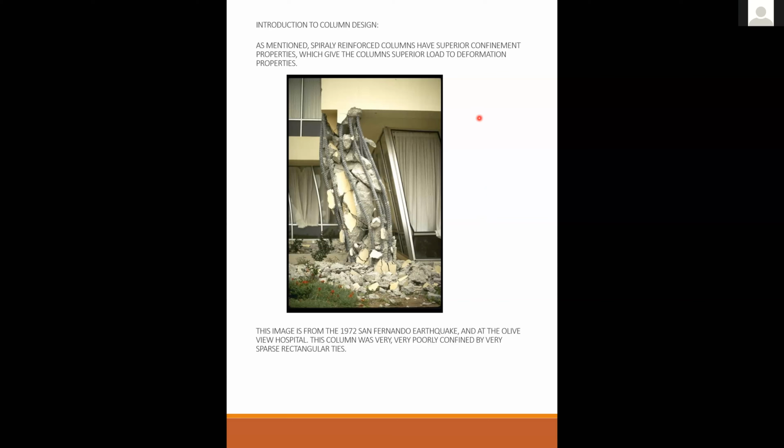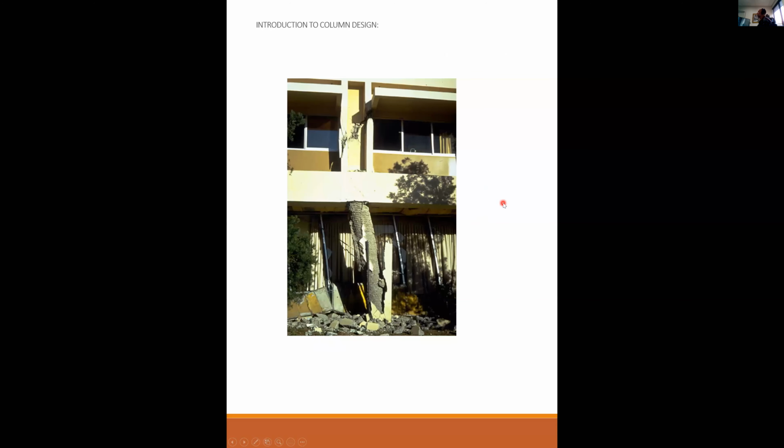Okay, so the takeaway from this image is that a rectangular column with very little confinement is bad. Now, Professor, I was just observing that the tie looks like a wire. It's not a rebar per se. It was a number 3. It was really, really small. Okay, I thought it was a wire. Well, it might have been.